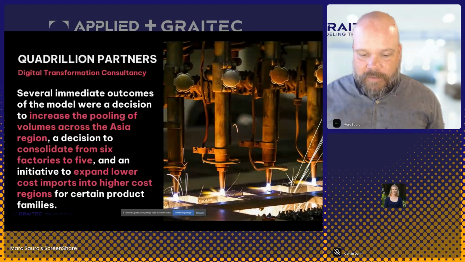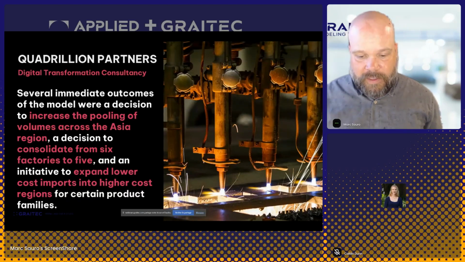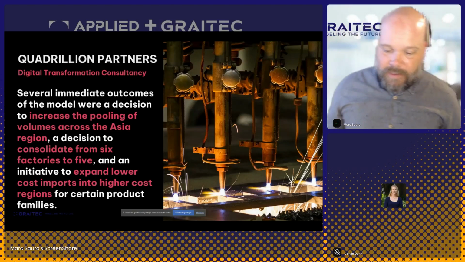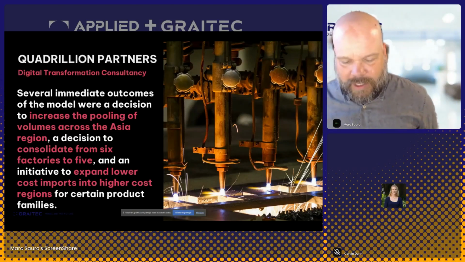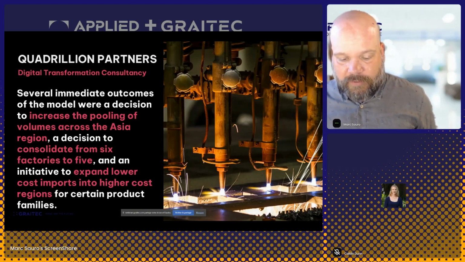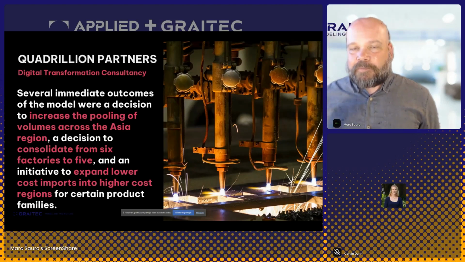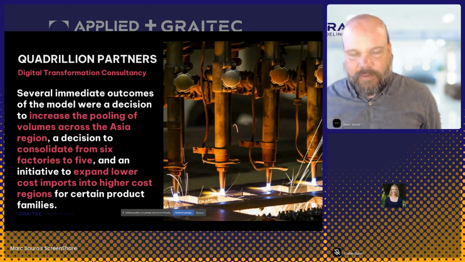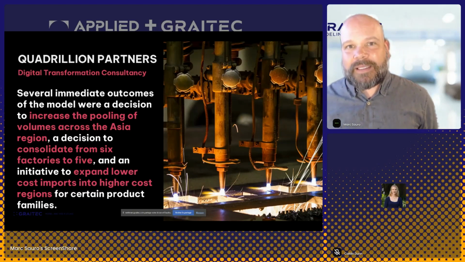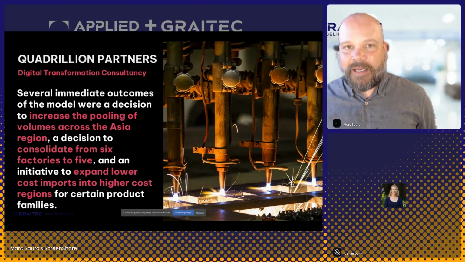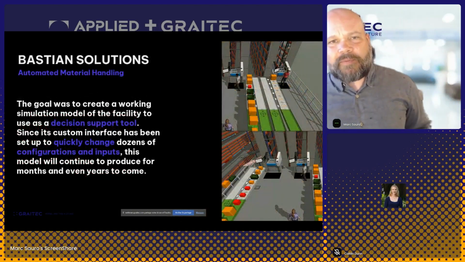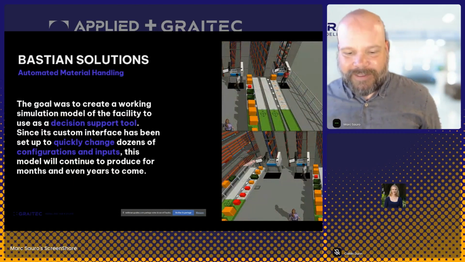Several immediate outcomes of the model were a decision to increase the pooling of volumes across the Asia region, a decision to consolidate from 6 factories to 5, and an initiative to expand lower cost imports into higher cost regions for certain product families. So with the simulation they were able to see that maybe we could downsize a little bit and still be more productive. Imagine that. That's a crazy decision to make if you don't have the data to back it. Imagine going to the board and saying, yeah, we're going to shut down one of the factories, but we're going to be more productive. Show it to me, please.